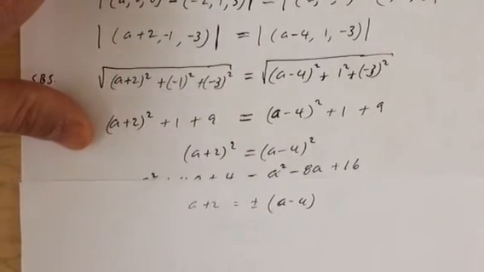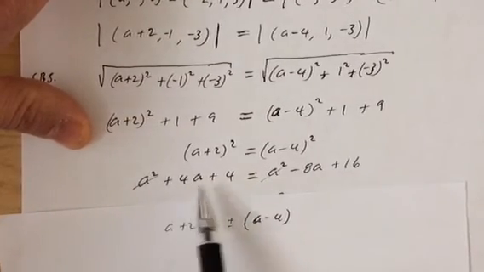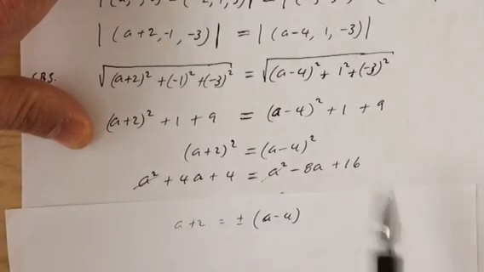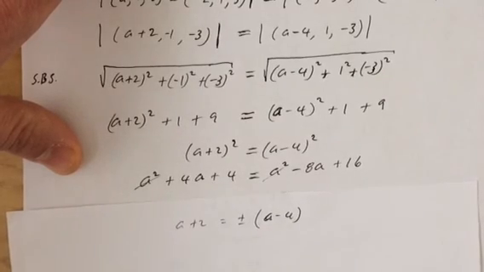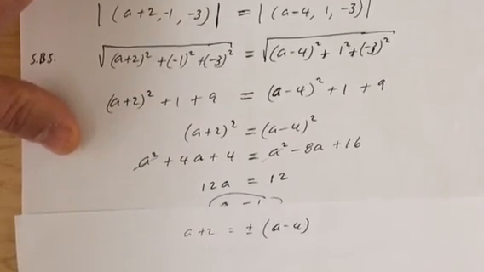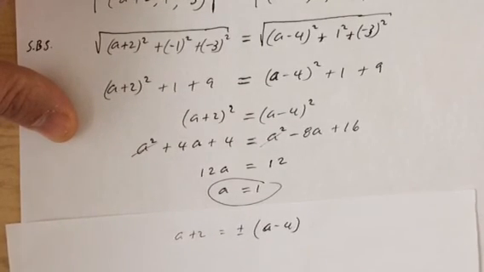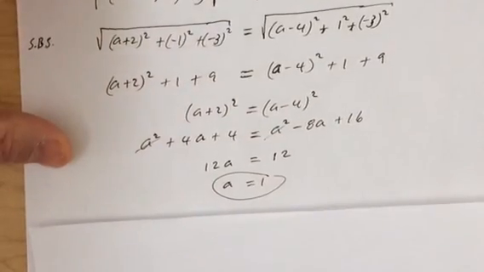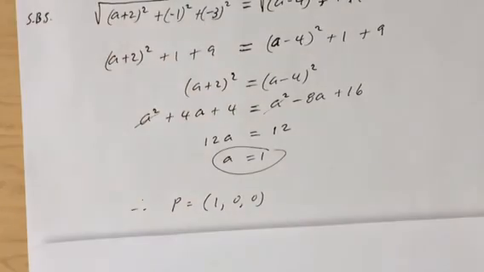The other method that I used is I expanded them both. Okay, so I get a squared plus 4a plus 4 in that one. A squared minus 8a plus 16 in this one. The a squareds go away, you can cancel them out on both sides. And you end up with 12a equals 12 and a equals 1. Okay. And since you got a equal to 1, the point on the x-axis is very nice. It's the point (1, 0, 0). And that's it for those questions.